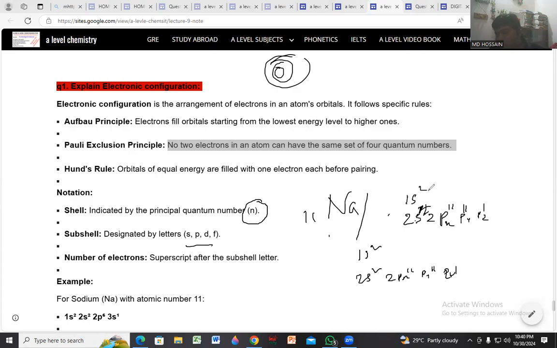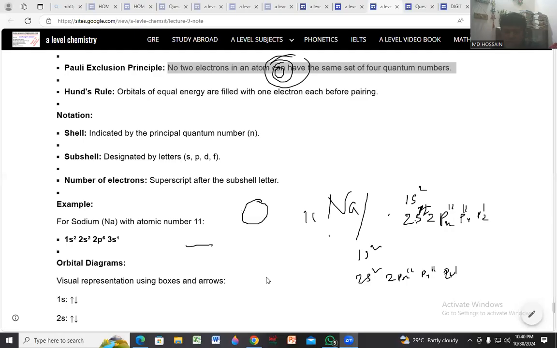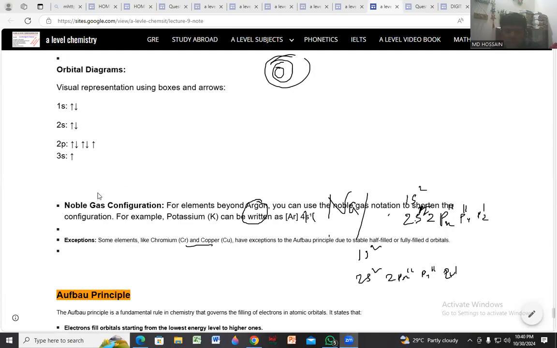Okay. So the number of electrons means that one s orbital will contain only two electrons, a p orbital will contain six electrons, and a d orbital will contain 10 electrons. So in this way, electrons will be distributed. You can see here an example of the sodium atom, and the electronic configuration has been given here, right? The visual presentation uses boxes and arrows.